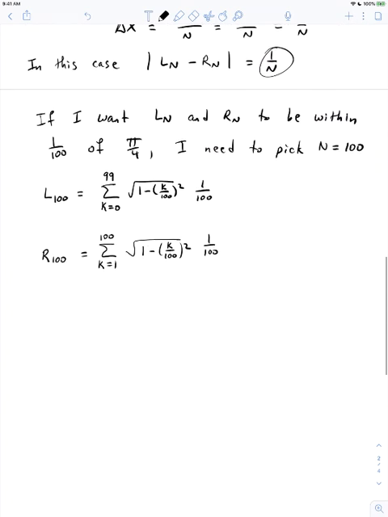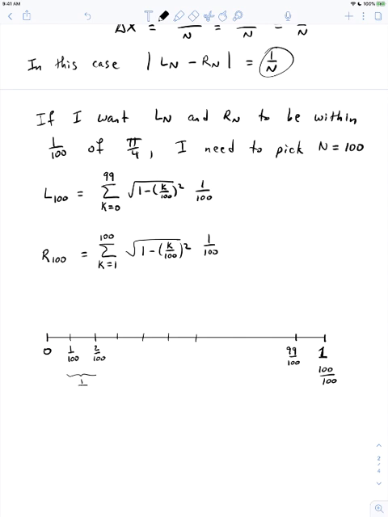Now I don't need to know exactly what this looks like, but the idea is that you have 0 over here and 1 over here, and you're going to divide this up into 100 little pieces. And the first little piece is 0 to 1 over 100, and then 2 over 100, and so on and so forth until the very last couple here are going to be 99 over 100, and the last one is 100 over 100, which is 1. The width of all of these is 1 over 100. That's my delta x.